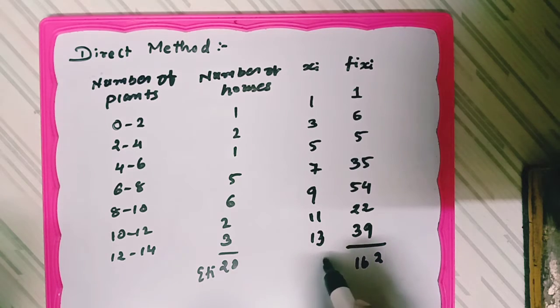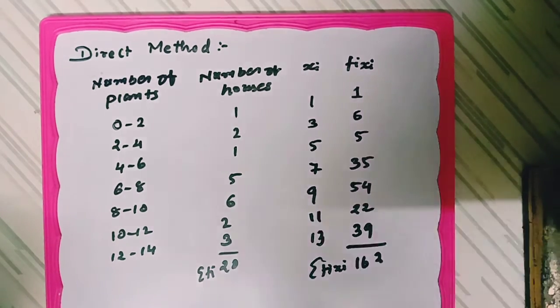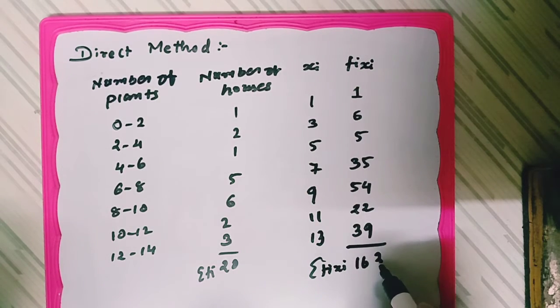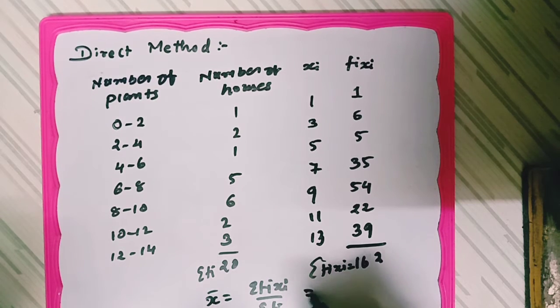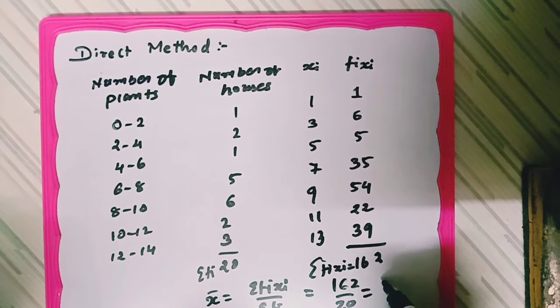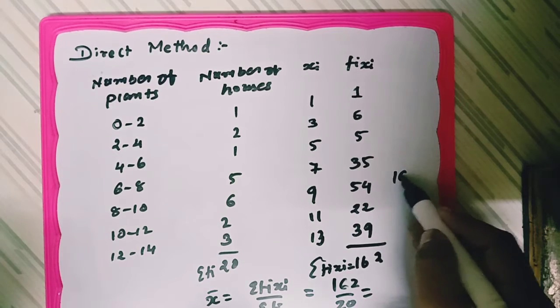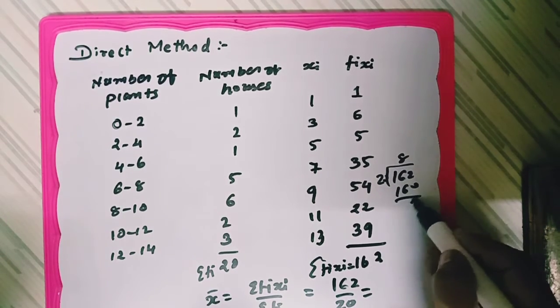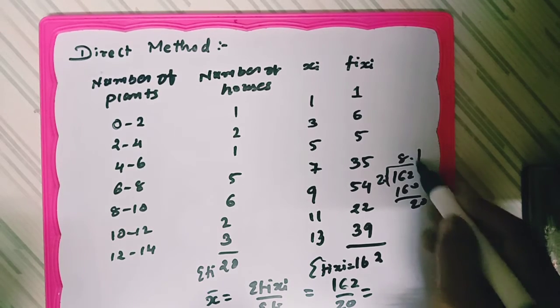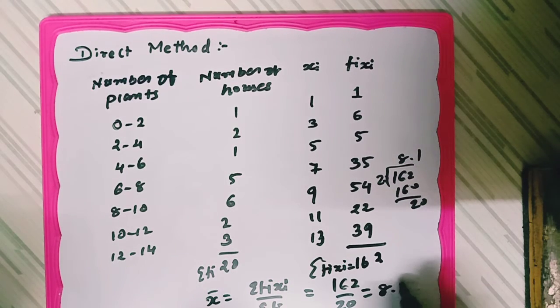And so sigma fi xi we have 162. In the mean formula we have sigma fi xi upon sigma fi. So 162 upon 20, we divide it, 162 divided by 20, and the answer is 8.1.